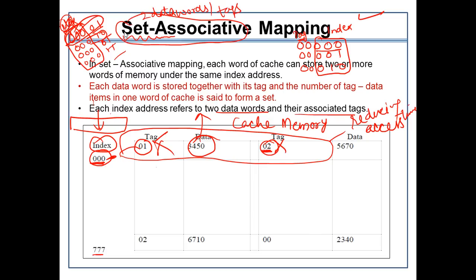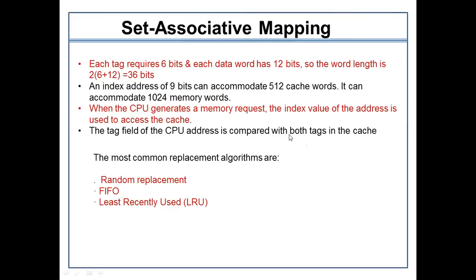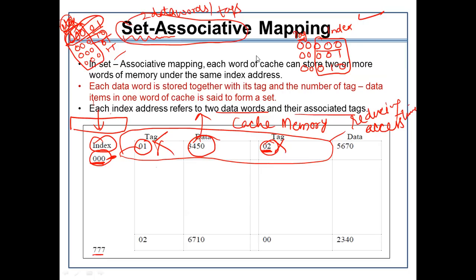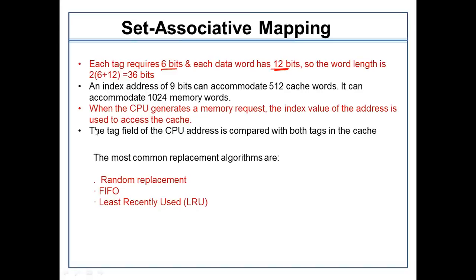The only thing that you need to remember here is how much data is stored here. What is the size of the word being stored here? Each tag requires 6 bits and each data is of 12 bits. So the total word length stored here is of what particular size? See, this is 6 bit, this is 6 bit, this is 12 bit data, this is 12 bit data. So this much data is actually stored in the cache memory. So a total of 36 bits are stored.